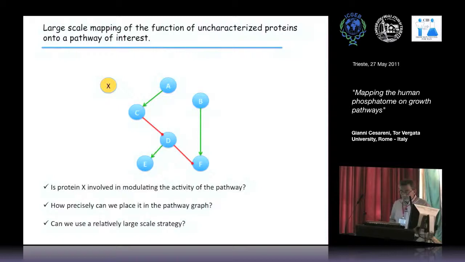So the question we would like to address is, first, is protein X linked to the pathway, involved in modulating its activity? And second, how precisely can we place it in a pathway graph? Can we only say that X in some way affects the pathway, or rather can we say that X dephosphorylates B or phosphorylates E? And can we use a strategy that can be applied on a relatively large scale? So not one protein, one pathway, but many proteins, many pathways.